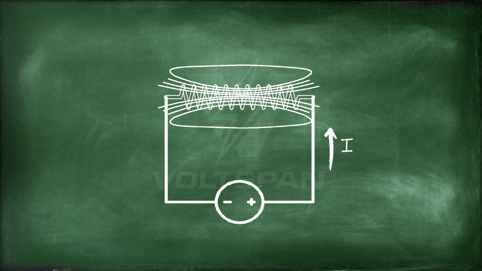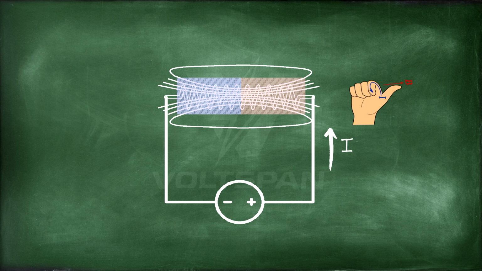And how do we know which end is north and which is south? Use your right hand. Curl your fingers in the direction of the current flowing through the coil, and your thumb will point to the North Pole. This is the right-hand rule. The end where the magnetic field lines exit is the North Pole. The end where they enter is the South Pole.